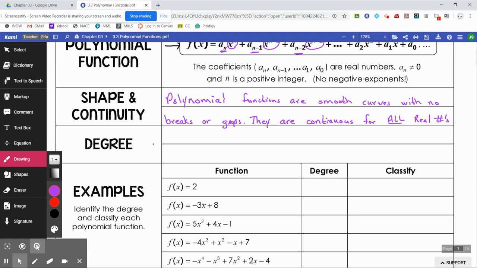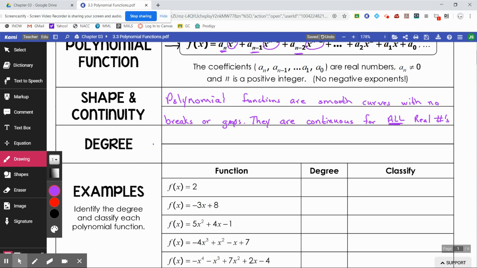So, shape and continuity, what do these things look like when we graph them? Polynomial functions are smooth curves. They have no breaks or gaps, so therefore they are continuous everywhere for all real numbers. You can plug anything into them and you're going to get a value. So there's no discontinuity. They go to infinity and they go to negative infinity. There's no breaks, there's no gaps.